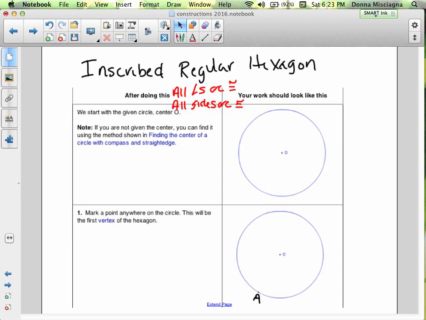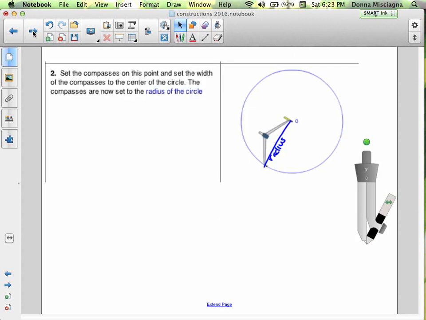So all you got to do is make sure the pointy part of your compass makes a mark, and it usually does, so it's usually not a problem. All right, so you're going to mark anywhere on the circle. This is going to be your first vertex of your hexagon. Doesn't matter where it is, all right? It won't make any difference. If you put it someplace else, your hexagon would be turned, but it's still a hexagon. It'll just be facing a different way.